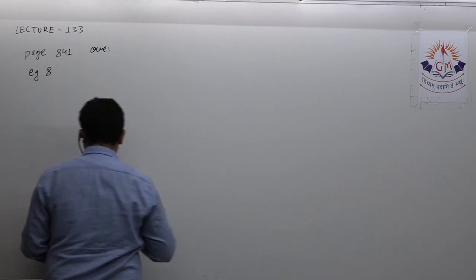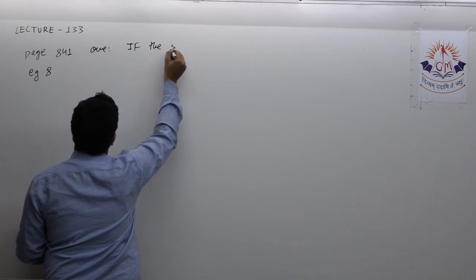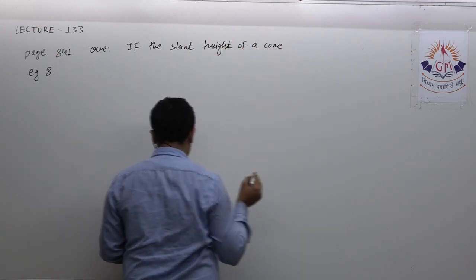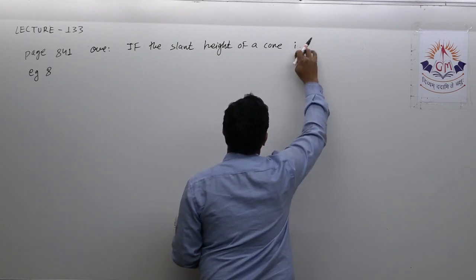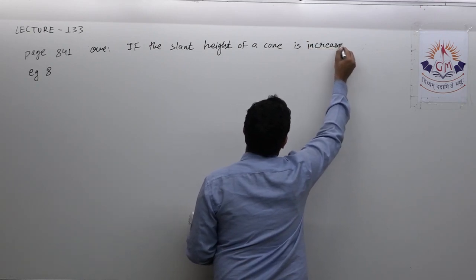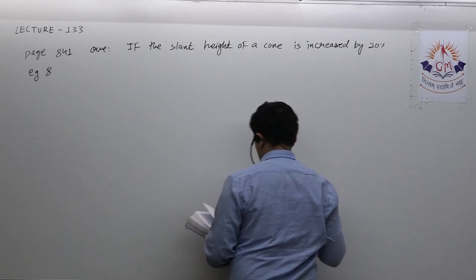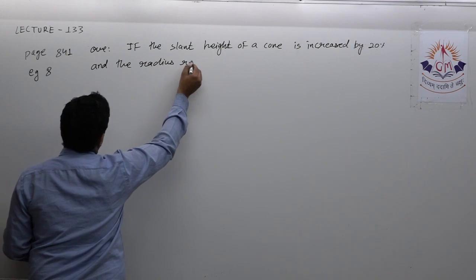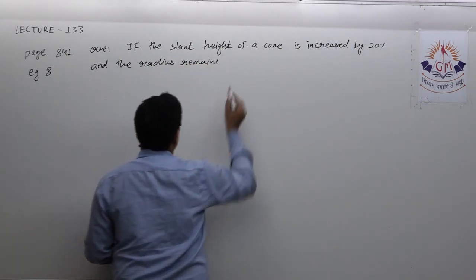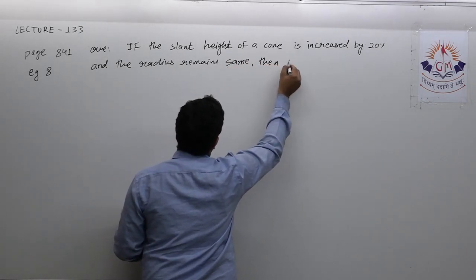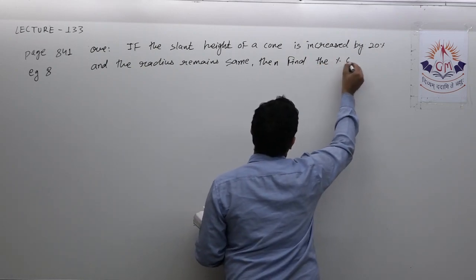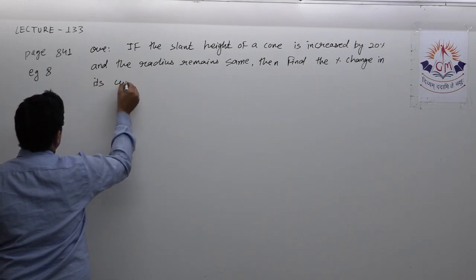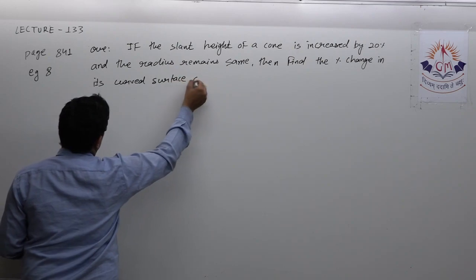The question is: if the slant height of a cone is increased by 20% and the radius remains the same, then find the percentage change in its curved surface area.